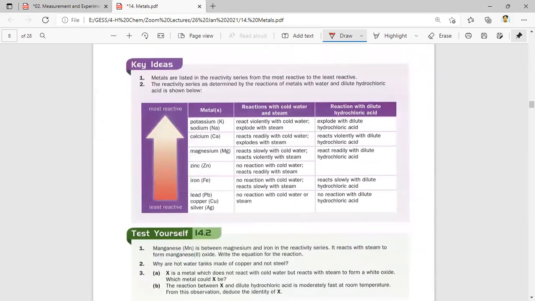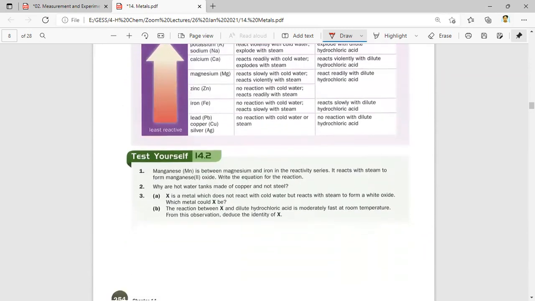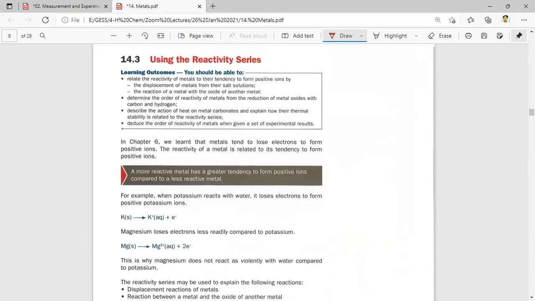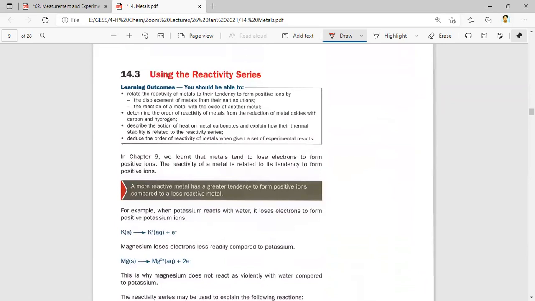Okay, so we are done with the reactivity series. We have now determined which element is the most reactive, all the way down to the least reactive element. So how can we use the reactivity series?